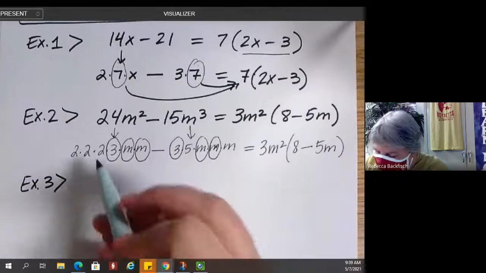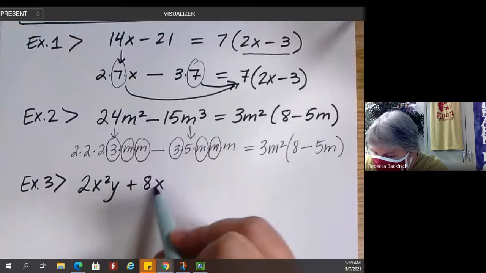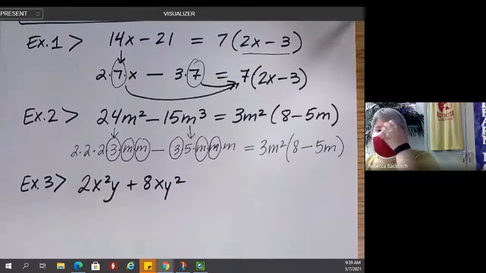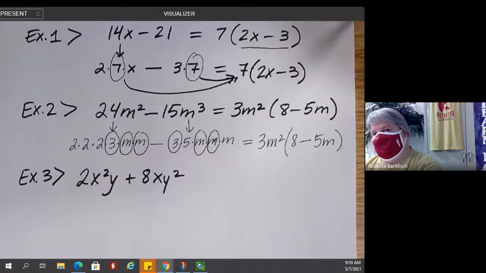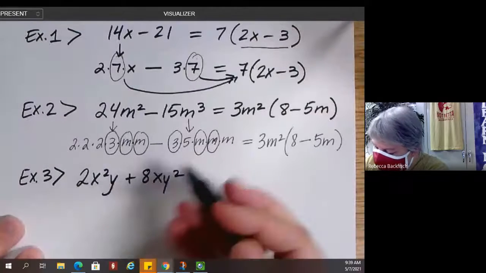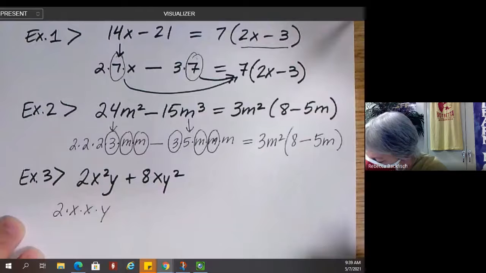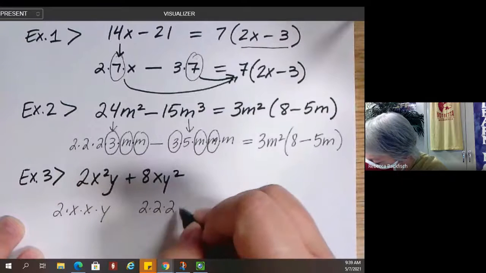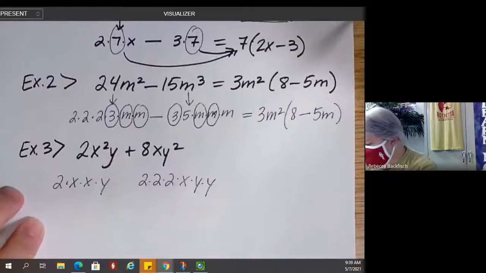Let's do another one. So let's just go ahead and do it this way to begin with on this one. This is 2 times x times x times y. This is 2 times 2 times 2 times x times y times y. And there's a plus between them.